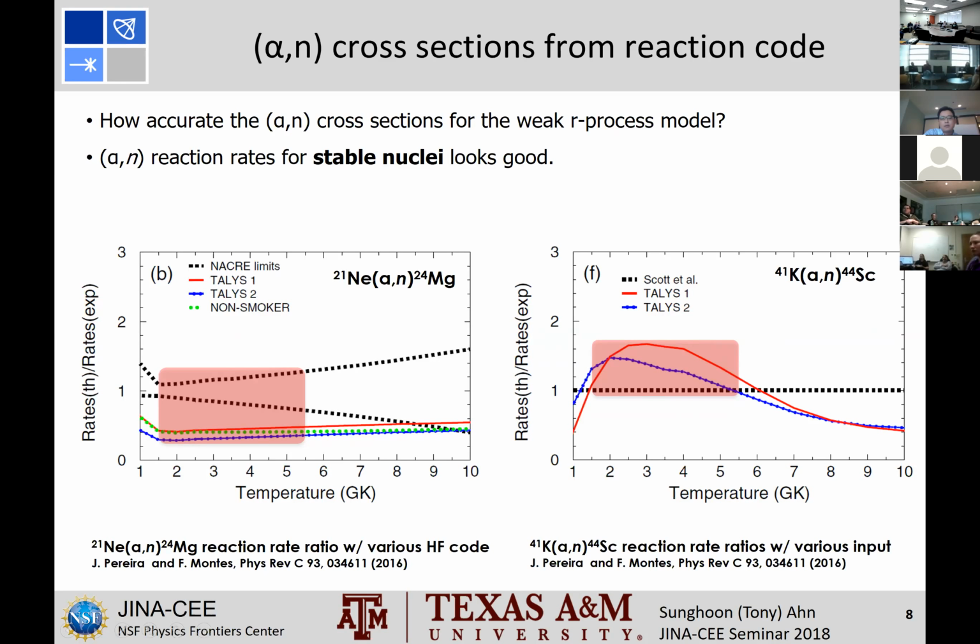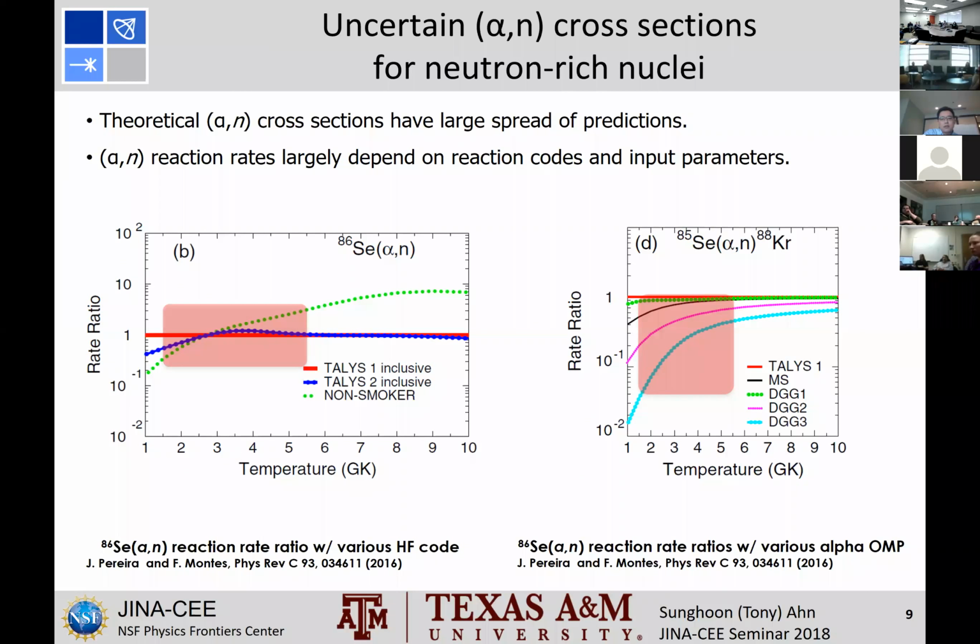And they're very similar. The right plot shows the case of potassium-41 alpha-n, the same plot with different input parameters for TALYS 1 and 2. They also look very similar, and very similar compared to the experiment. And how about the neutron-rich nuclei case? The answer is no, they are very different.